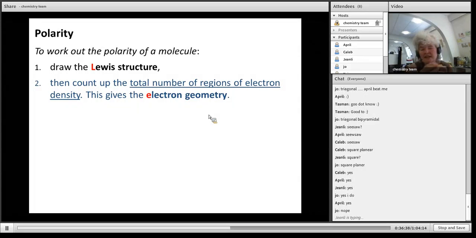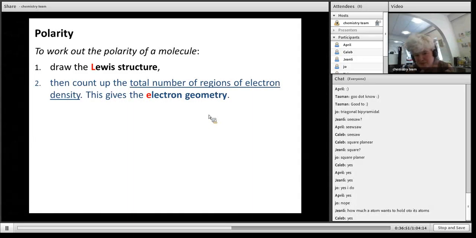Okay, remember electronegativity is the attraction an atom has, so it's a property of an atom or of an element, onto its bonding electrons. So an atom wants to hold on to its bonding electrons.